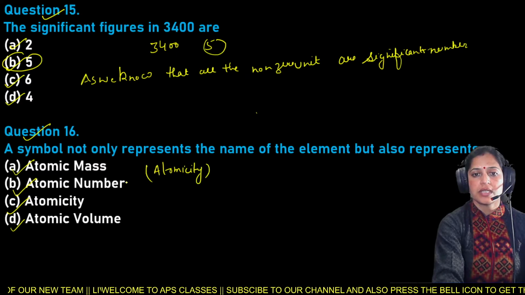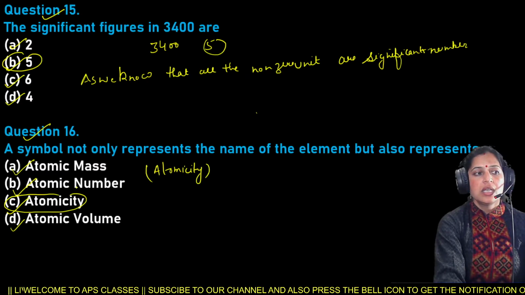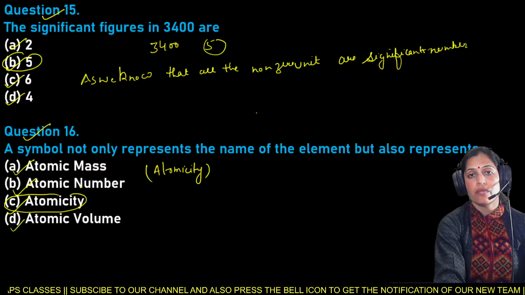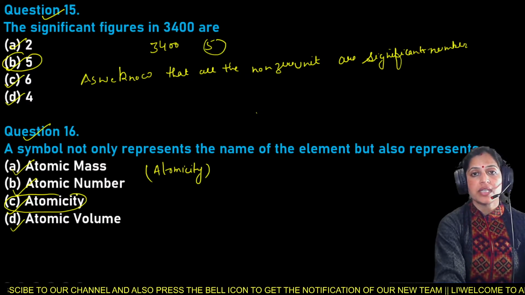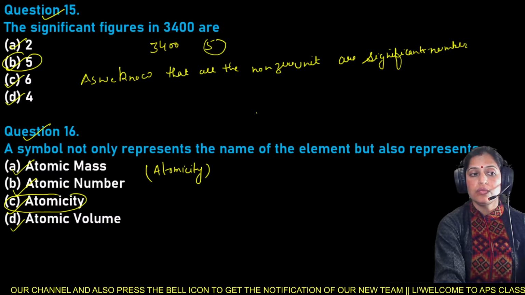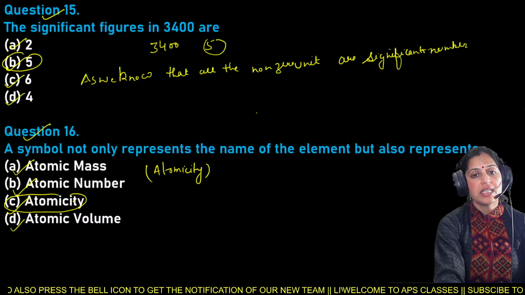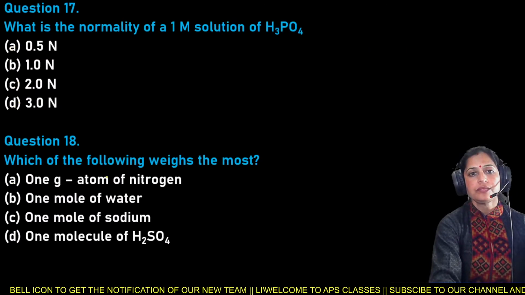This also represents the atomicity. Because the symbol of an element represents the name, along with the number of the same atoms in the room condition, which is its atomicity of that element. So here atomicity is the right answer.